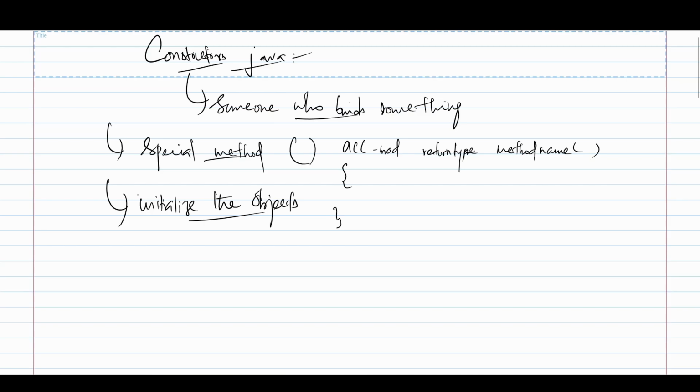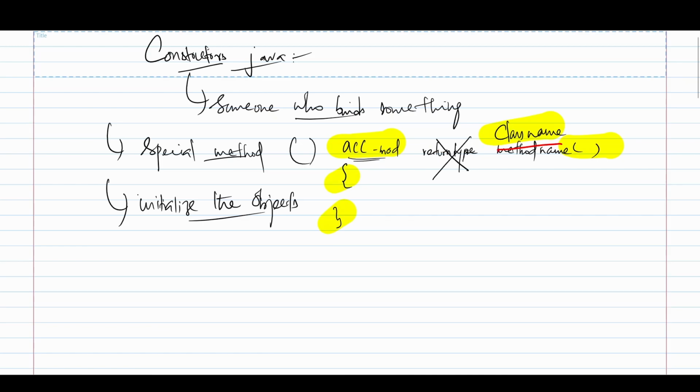The special method or constructor will have an access modifier. It will not have the return type. And the method name will be the same as the class name. So the constructor will have an access modifier followed by the class name, and then an open close bracket, and then the open close parenthesis to describe the scope.